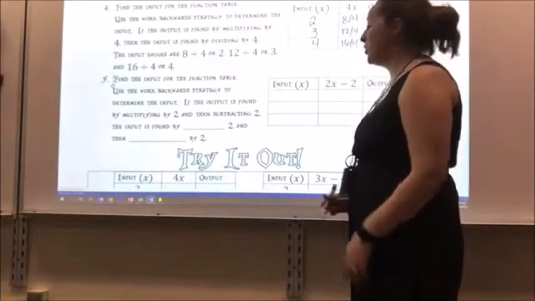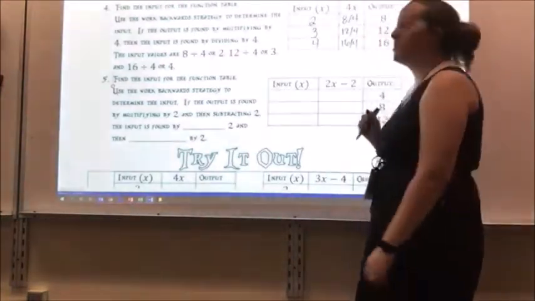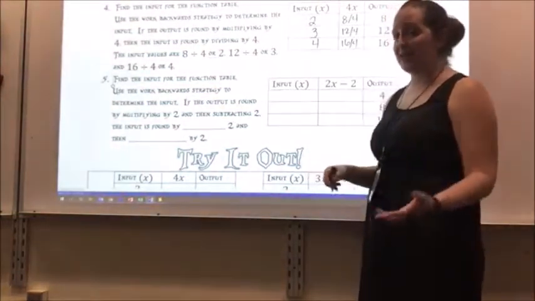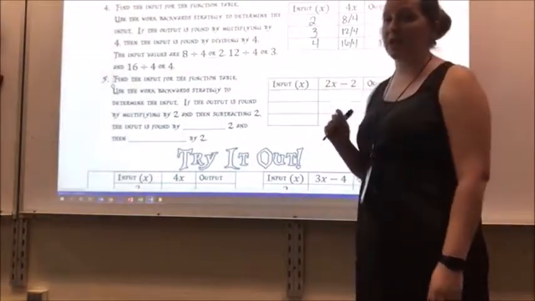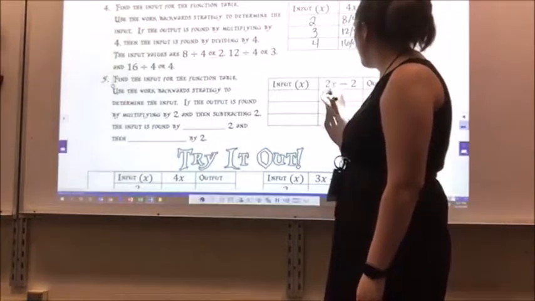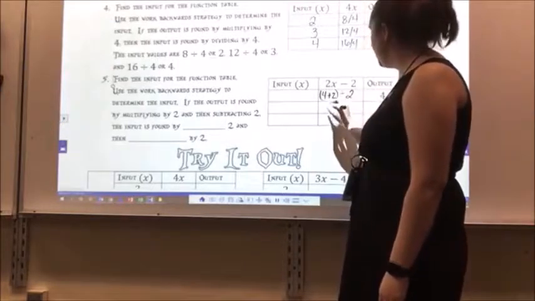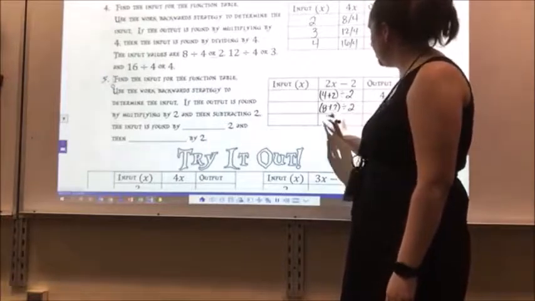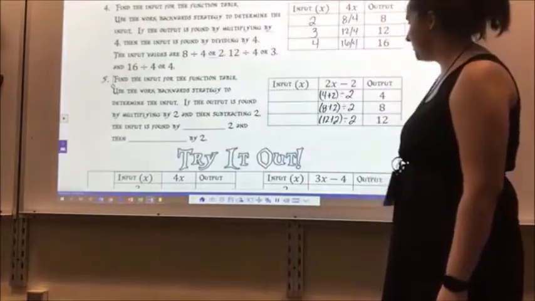So, the first thing I want to work with is the addition, subtraction portion. So right now I'm subtracting by 2. So the inverse operation of subtraction is addition. So I'm going to add 2. And then the inverse of multiplication is division. So I divide by 2. So for this one I'm going to do 4 plus 2 divided by 2. And then I'm going to do 8 plus 2 divided by 2. And then 12 plus 2 divided by 2.